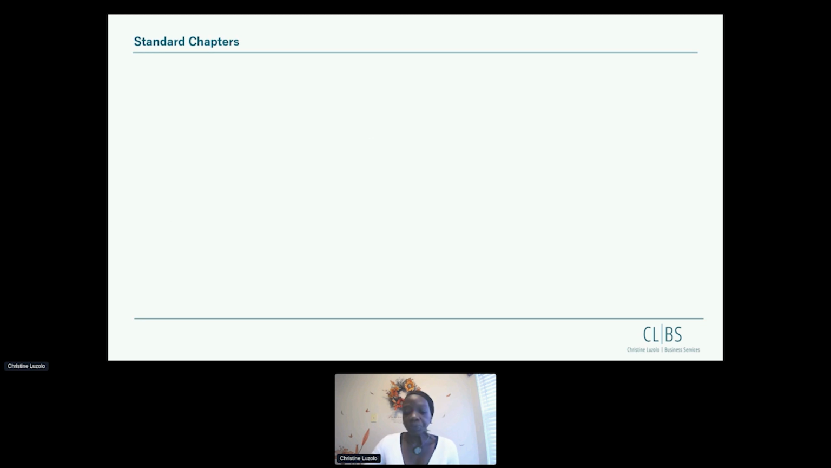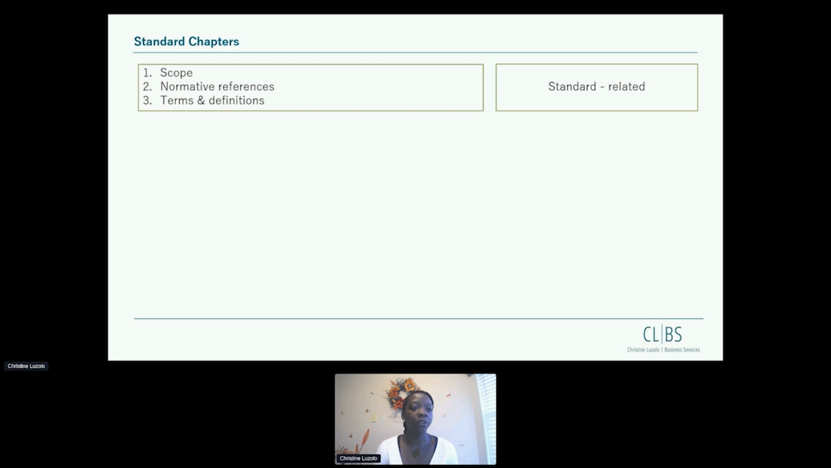So what are these standard chapters? Beginning with chapters 1, 2, and 3. These chapters are not very spectacular. These are very standard related. Here you just define for which part of the company the certification is valid, which are the reference documents that come together with the standard, and what are the terms and definitions? What is the explanation of the terms and definitions used in the standard?